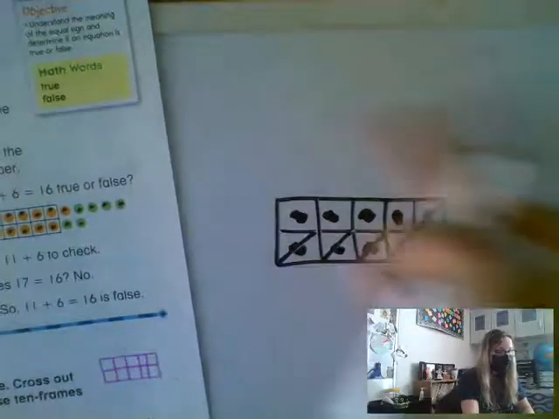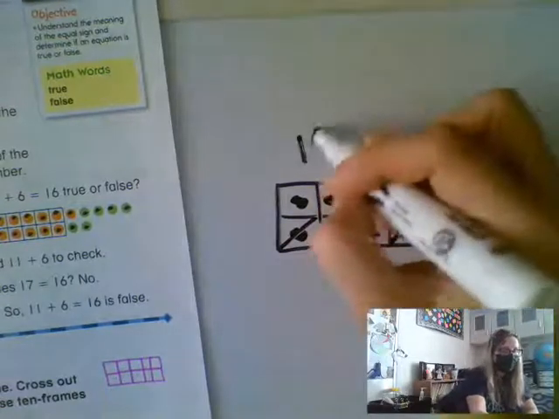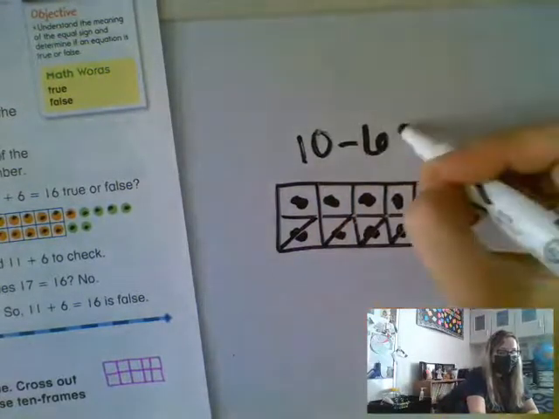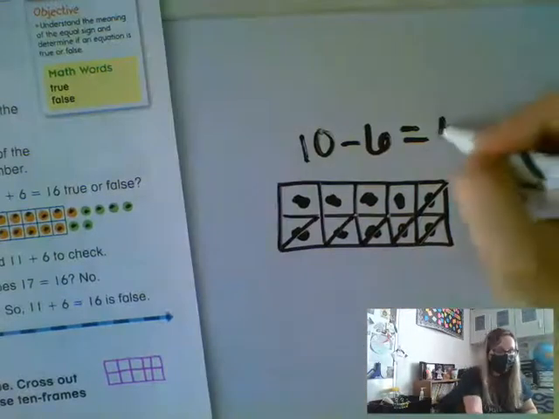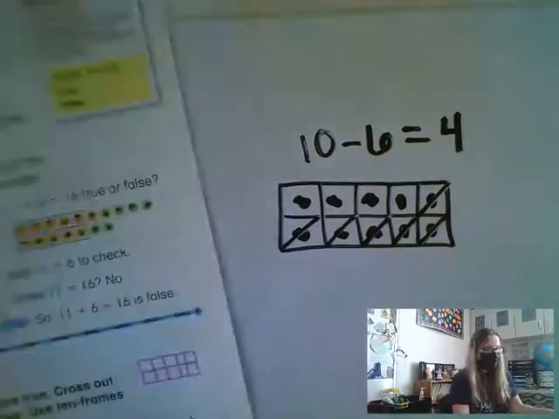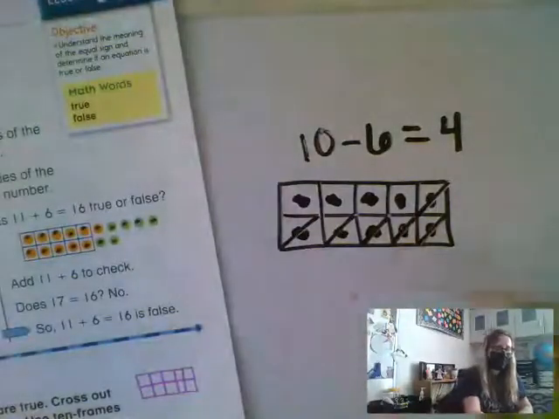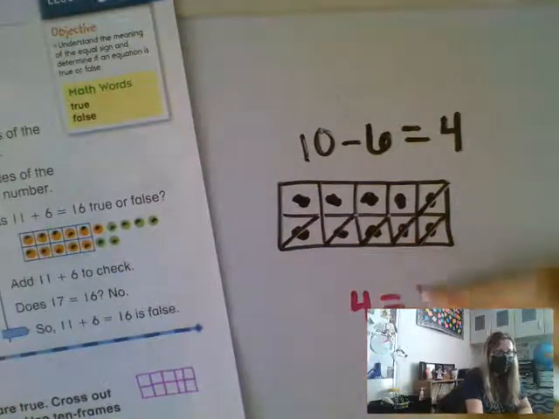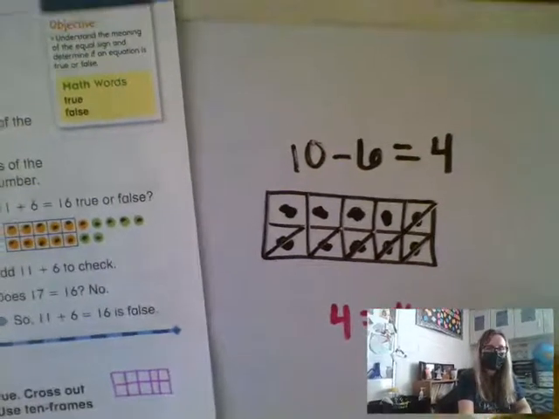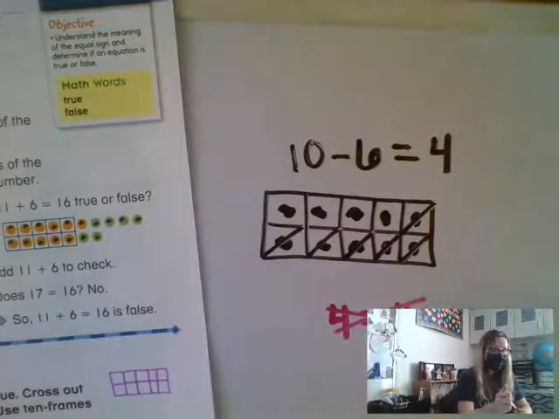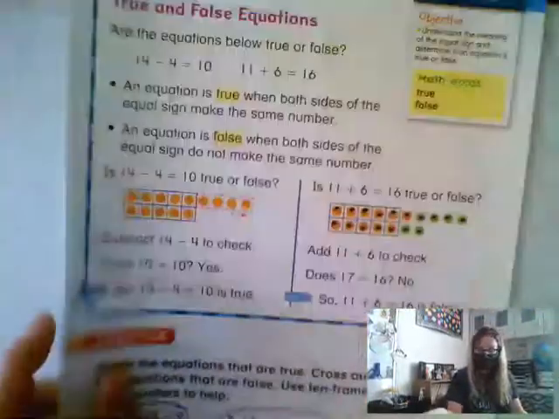Now, I had 10 and I took away 6. So 10 take away 6 equals how many, Beckett? 4. Now, this told me that 10 minus 6 equals 16. So let's think, Beckett. Does 4 equal 16? No, 4 does not equal 16. So that equation is false. That is not correct. Go ahead and cross it off.